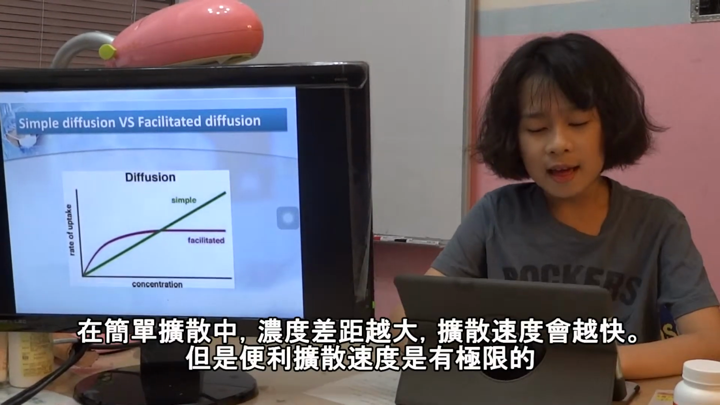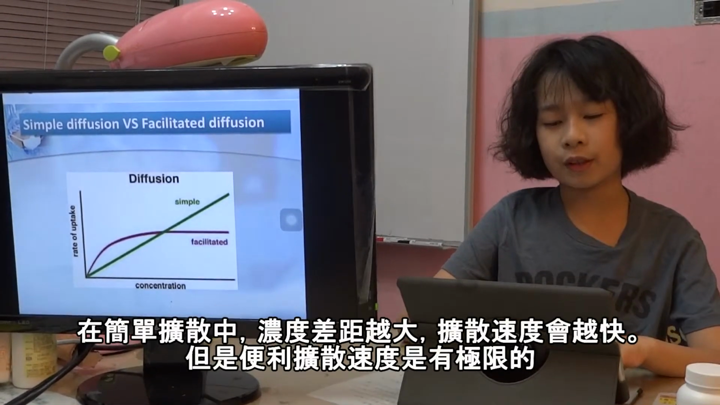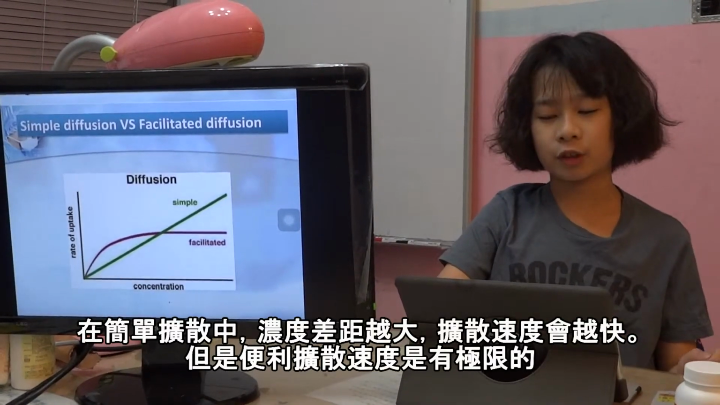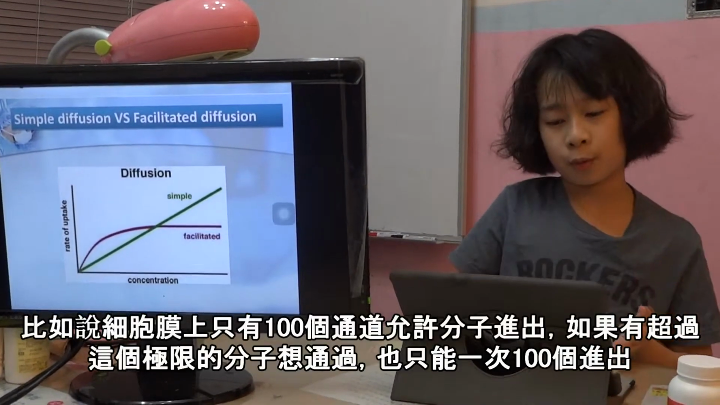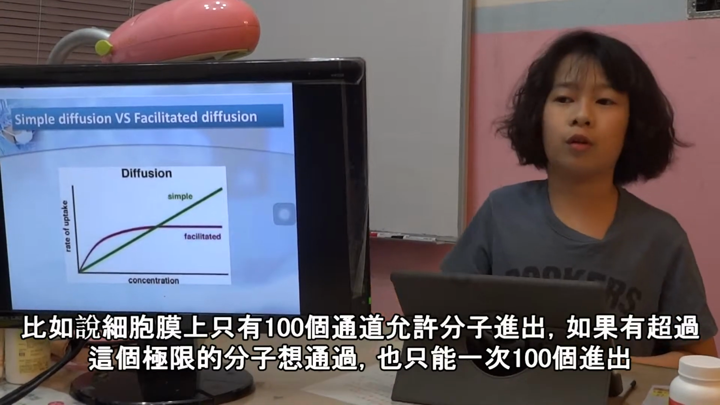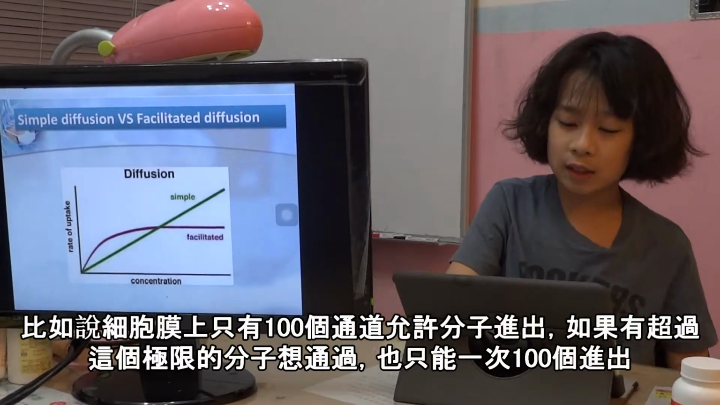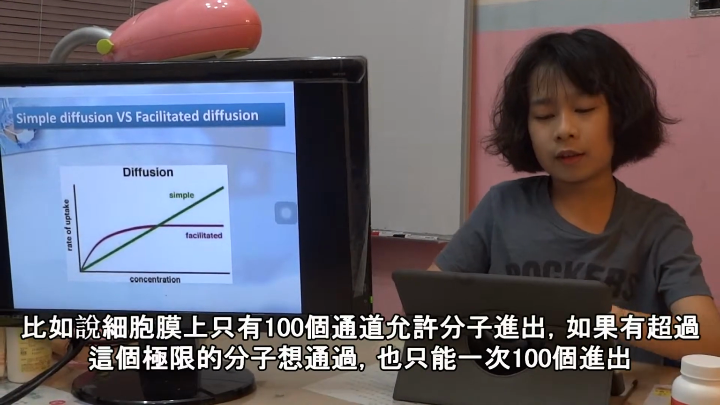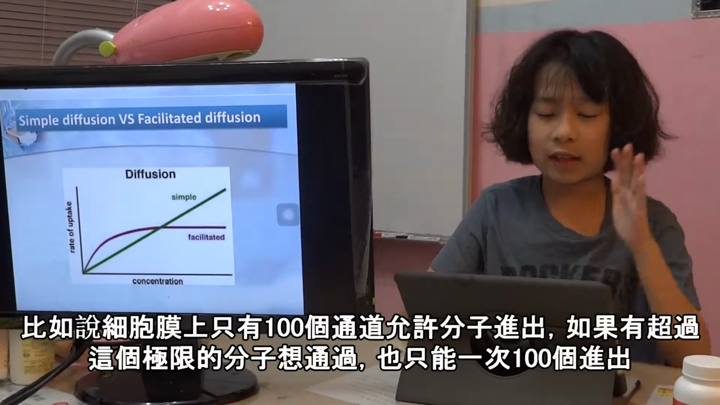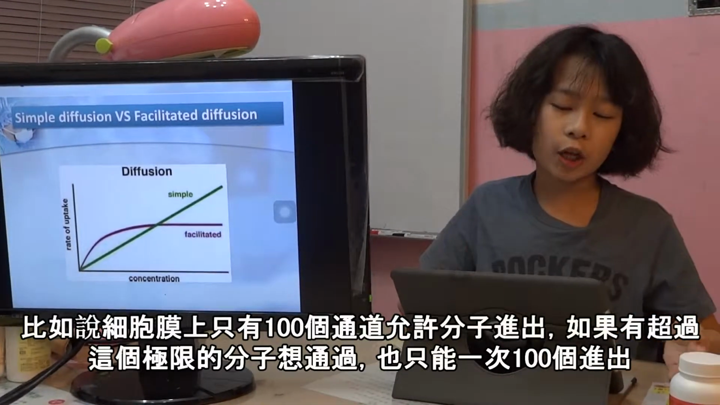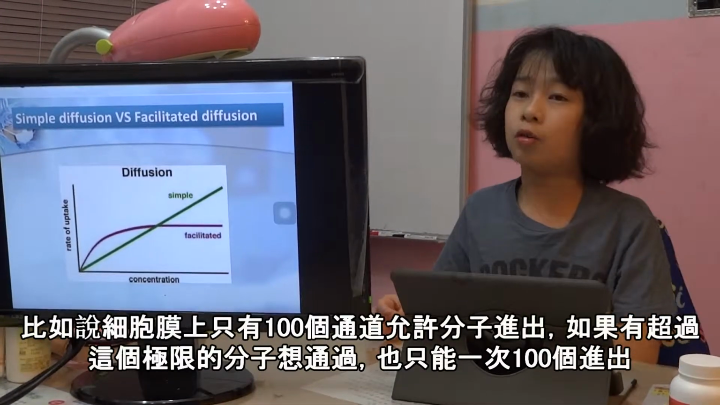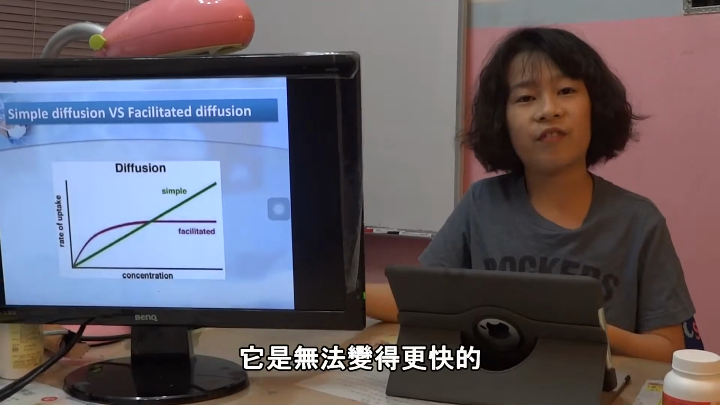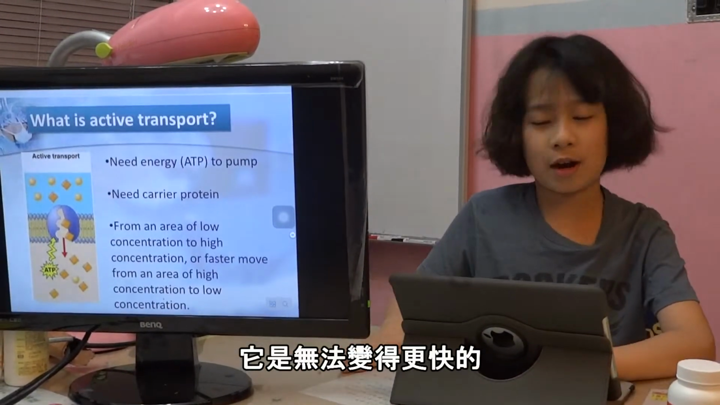Now we can see this picture. The bigger the concentration difference between both sides, the faster simple diffusion will go, but facilitated diffusion won't. Because the channel protein or carrier protein can only allow maybe 100 molecules at one time, but now there are a lot. The concentration is very different, but they can still only allow 100 at one time. So just 100, 100, 100. They won't be faster.